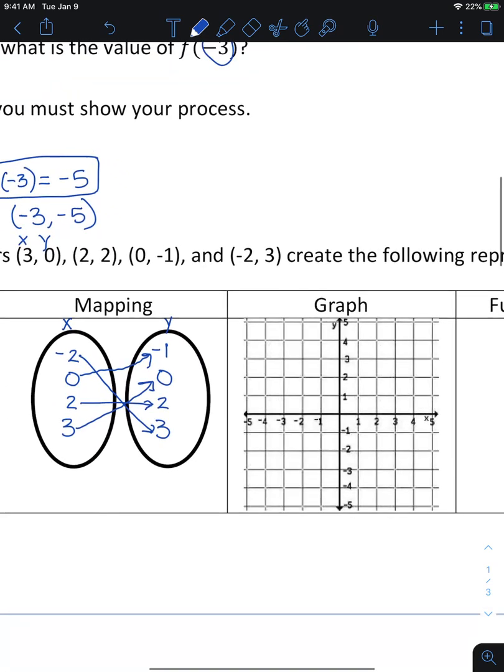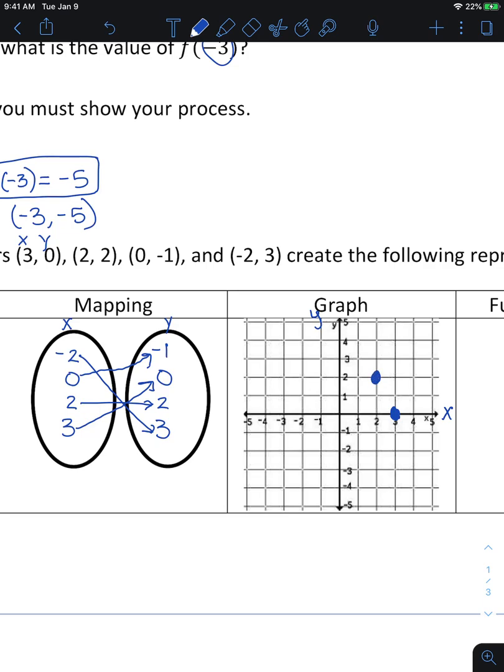Now we want to graph. So remember, this is our x-axis right here. This is our y-axis. We move our x's left and right, our y's up and down. So the first one we have is 3, 0. So I'm going to go over 3 and then up 0, so the point's right there. That's 3, 0. Now I have 2, 2, so I go over 2 in the positive direction and up 2. So a point right there.